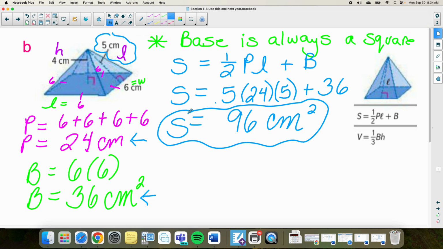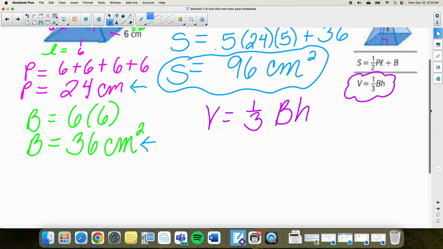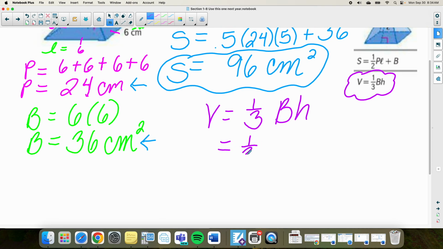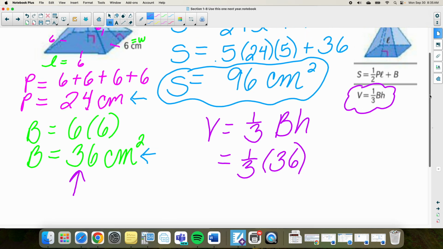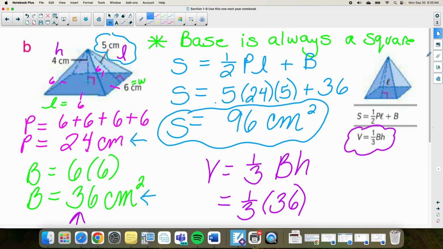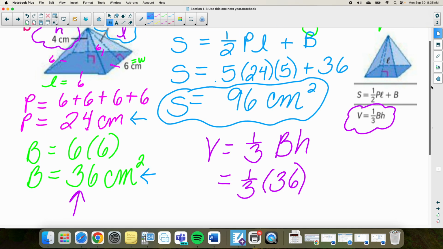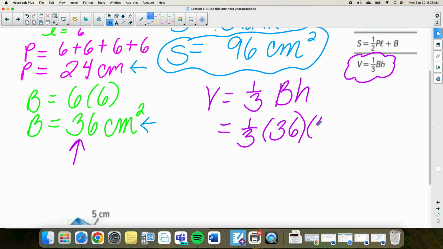Now what I need to do is I need to find what the volume is. Okay, so I'm gonna write that formula down, and it is 1/3 area of our base times our height. Okay, so we're gonna go 1/3. The area of our base is the 36. Now the height, the normal height, is going to be this one right here, the 4. So you have to make sure you know when to use the H and when to use the height.